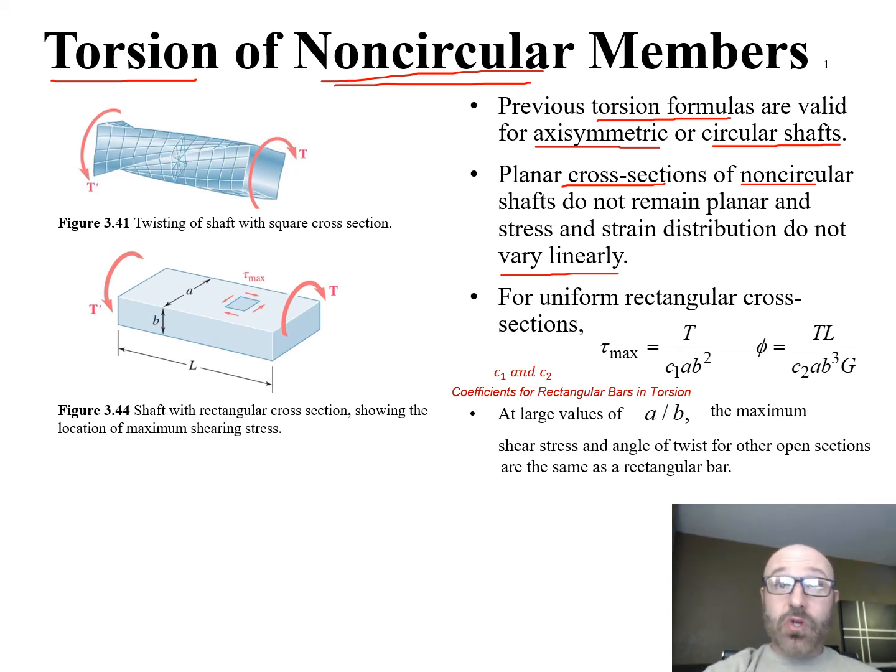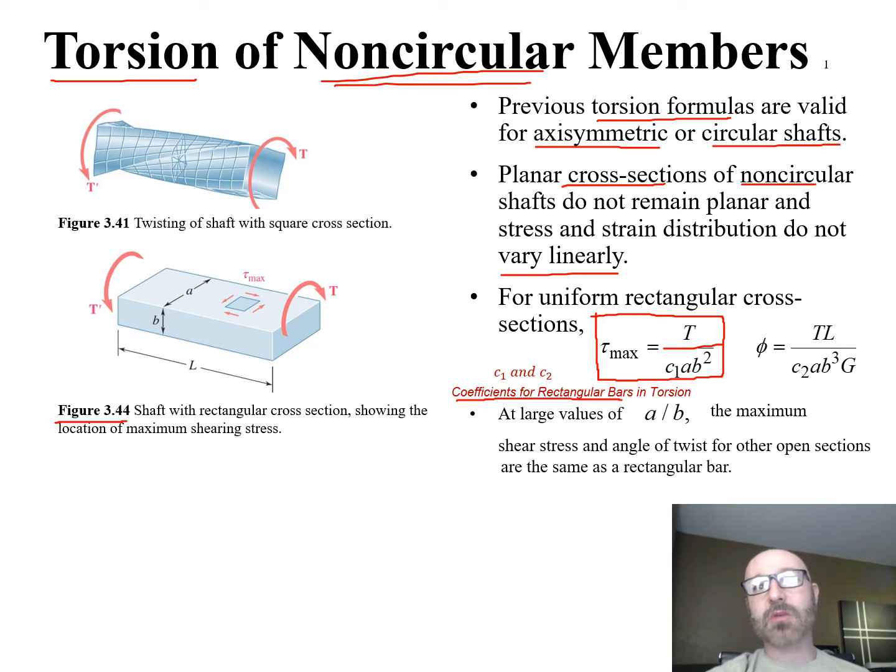So for uniform rectangular cross-sections, as we can see over here in figure 3.44, we have the following relationships, where tau max is equal to our torque divided by C1 times a b squared. So our tau max is equal to torque divided by C1, where C1 is the coefficient of the rectangular bar in torsion. And a and b, where a is our width and b is our height for this given rectangle.